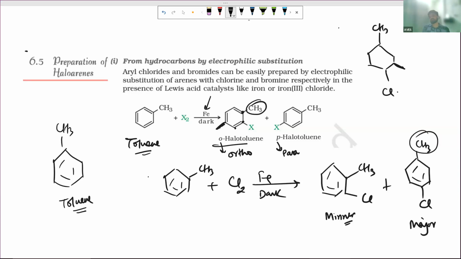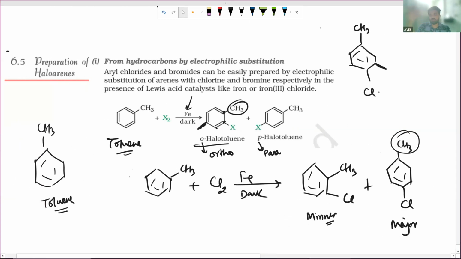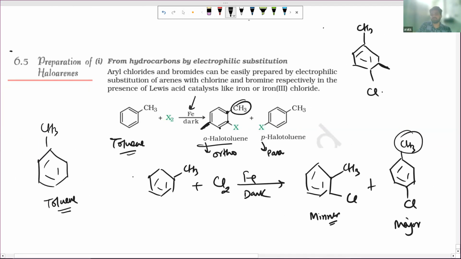At meta, this is the meta position. This is known as meta. Why are we not having meta halotoluene? We will study this when we study the benzene structure and the chemical properties of benzene. There you will notice that when we have a CH3 group, it has a resonating structure. That resonating structure we are going to study after two classes.